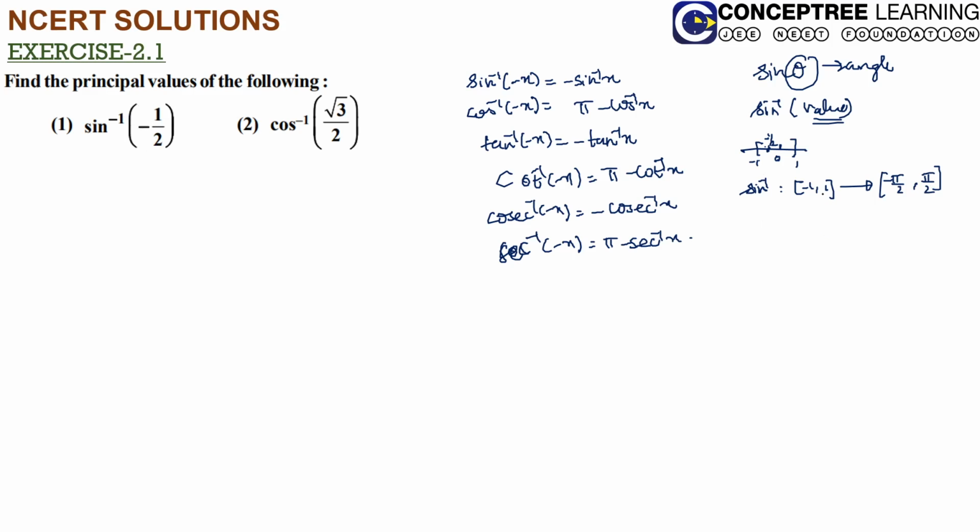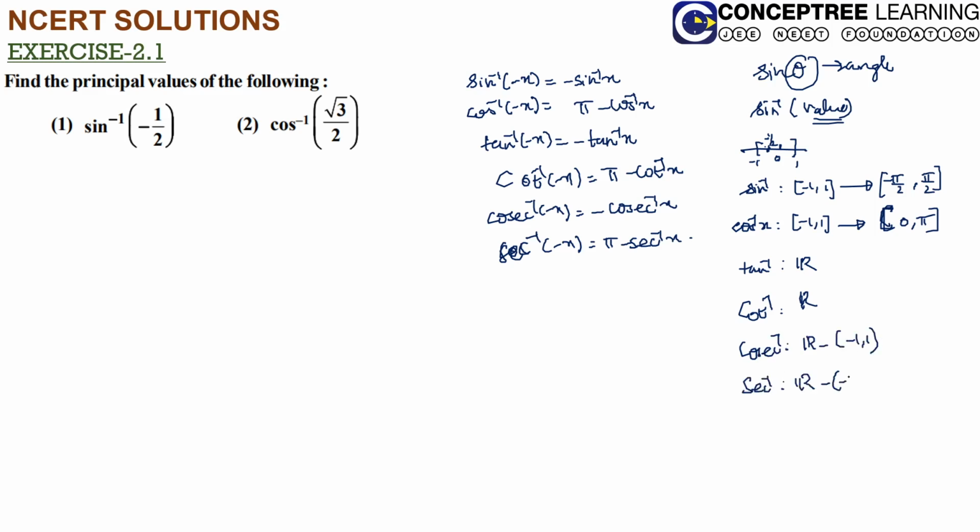For sine inverse, this is the domain and this is the codomain. For cos inverse, the domain is closed interval minus 1 to 1 and the range is closed interval 0 to pi. For tan inverse, the domain is whole real numbers. For cot inverse, it is whole real numbers, for cosecant inverse, it is whole real numbers minus the open interval minus 1 to 1, and for secant inverse, it is also whole real numbers minus the open interval minus 1 to 1.